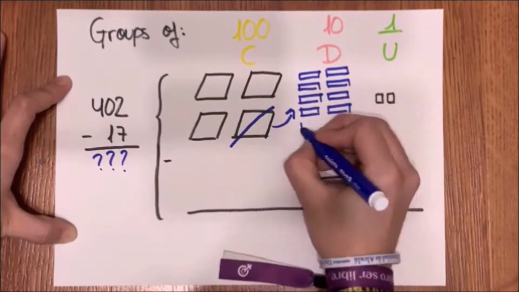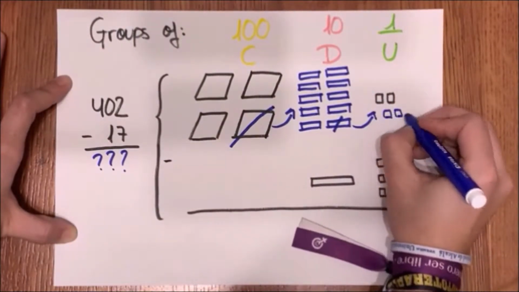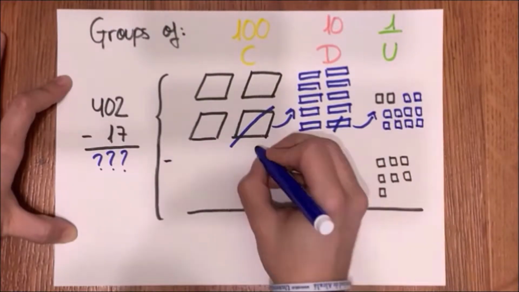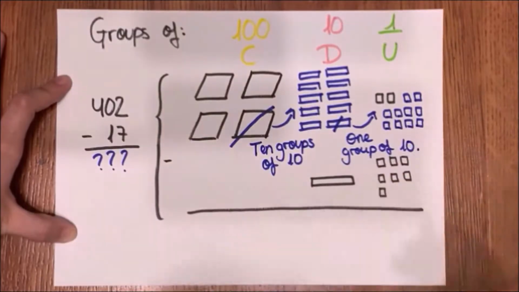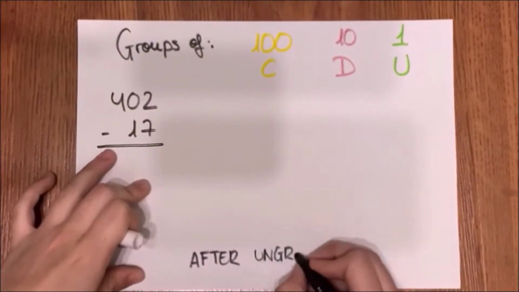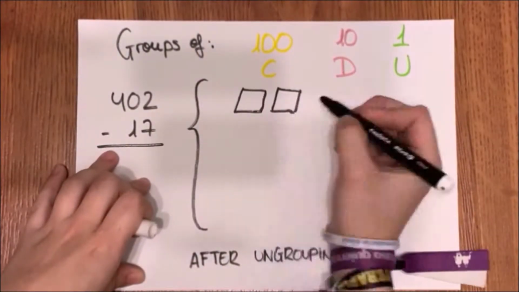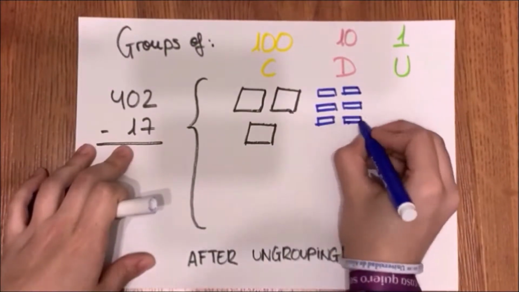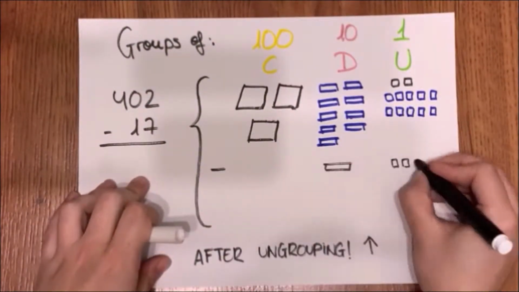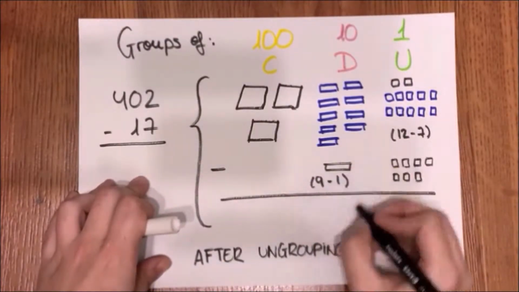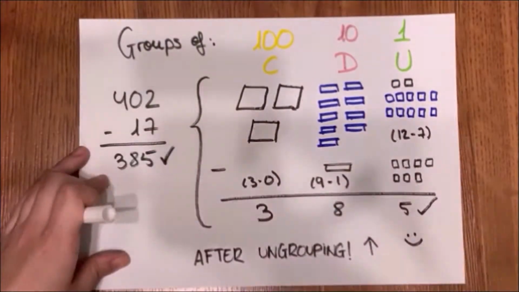In order to subtract, we have to ungroup a group of 100 into 10 groups of 10, and a group of 10 into 10 units. So now we can easily subtract. Now this is what is left after the ungrouping. We have 3 groups of 100, 9 groups of 10 minus 1 group of 10, and 12 units minus 7 units. So finally, the result would be 385.